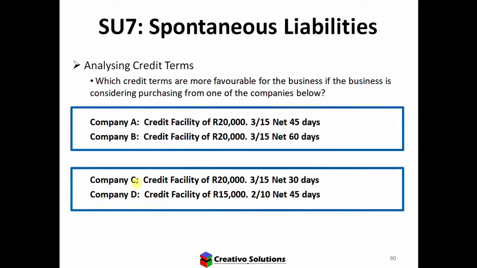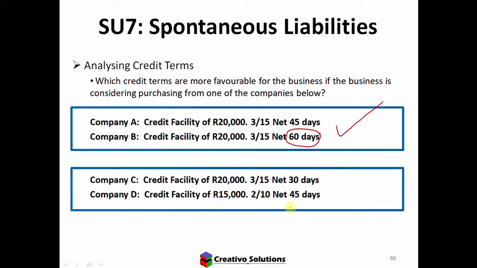Right. Here's the note about the credit terms. Which terms are better? So let's look at company A and B. Which company do you prefer, A or B? B. Why? Because you have a longer credit term. Ah, very good. That's an easy one to get right.